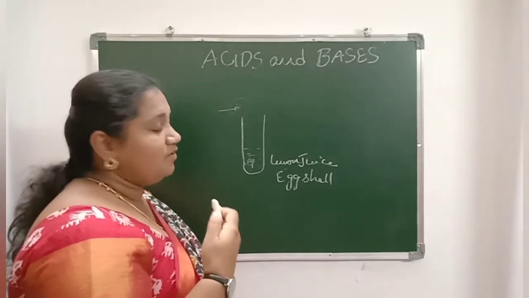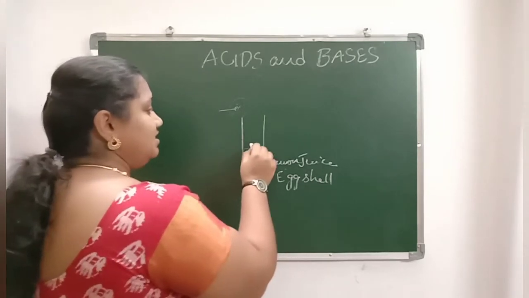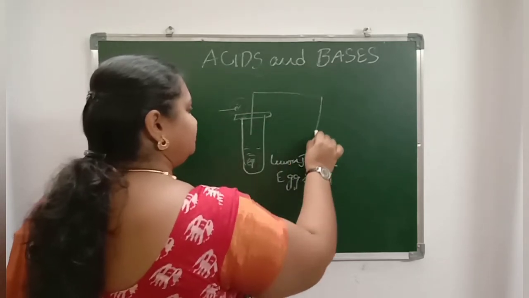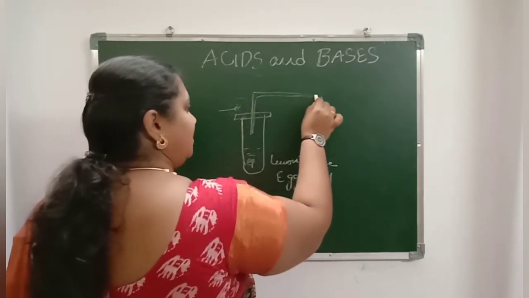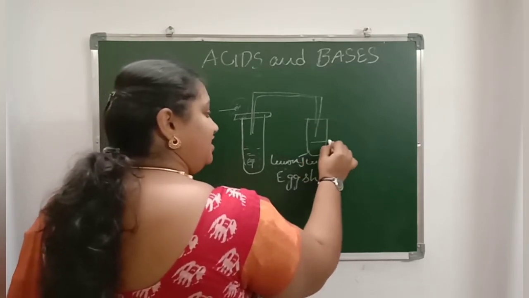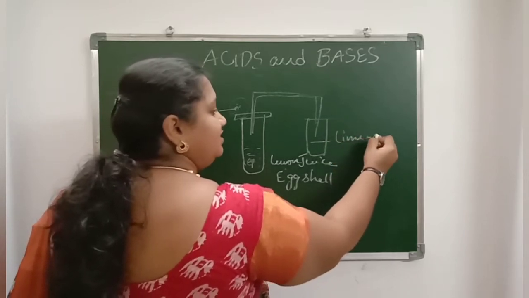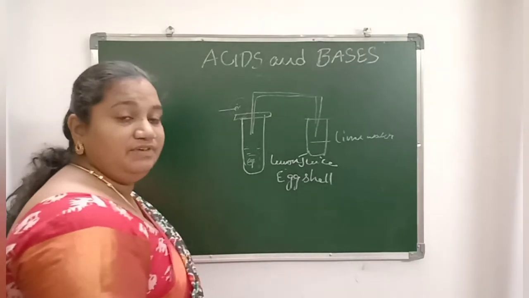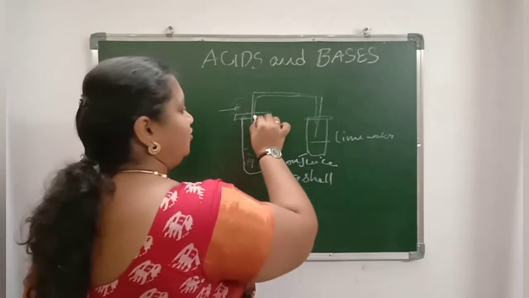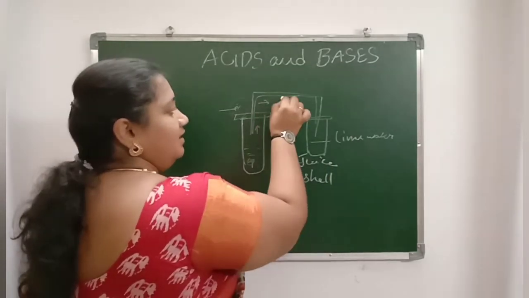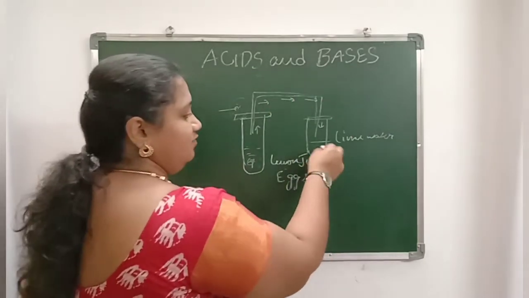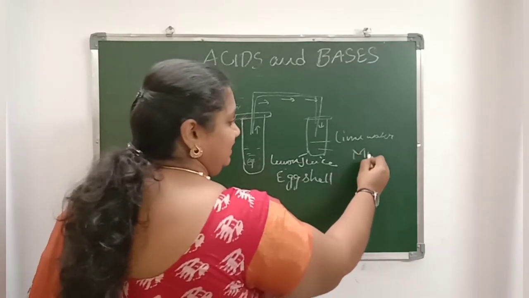That gas is what you have to find. You have to pass the released gas using a glass tube, connected by a rubber cork, into another test tube which contains lime water. From the beginning we have been telling about lime water, and the preparation of lime water is also explained. Pass this gas from the test tube into the lime water. Whenever this gas enters the lime water, the lime water turns milky.